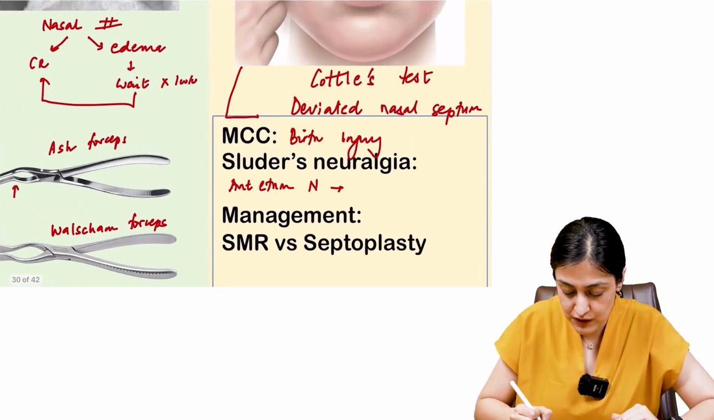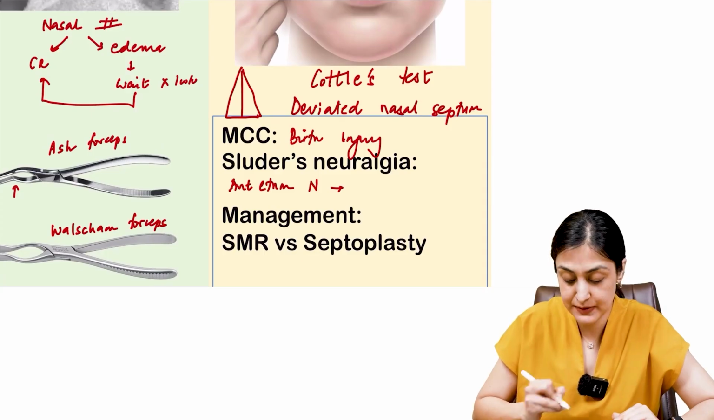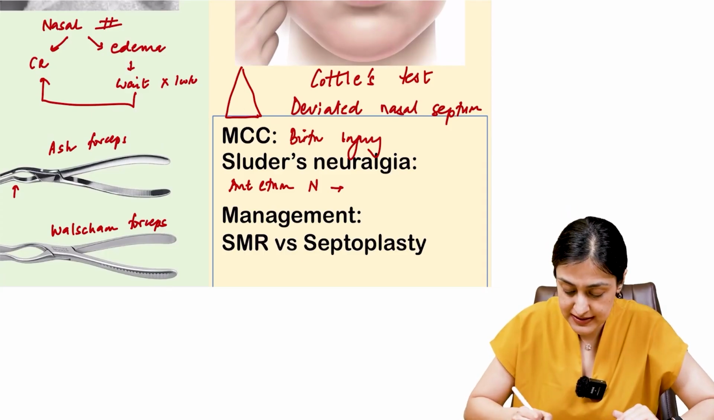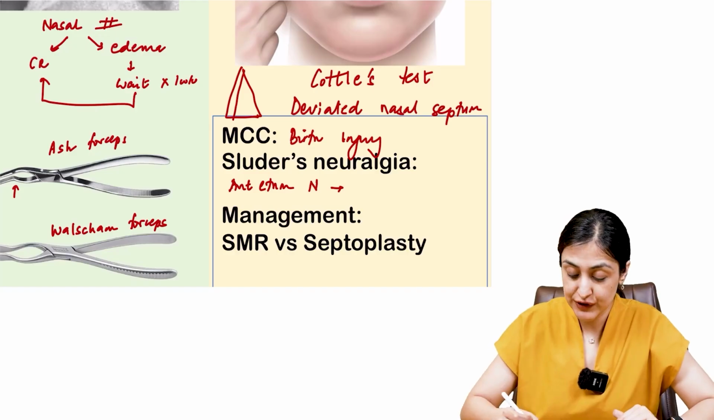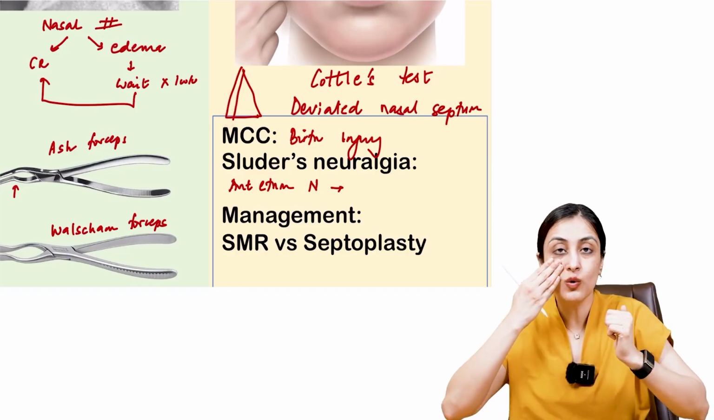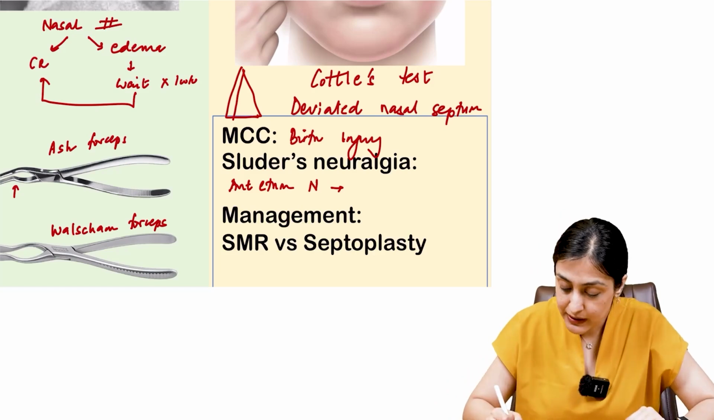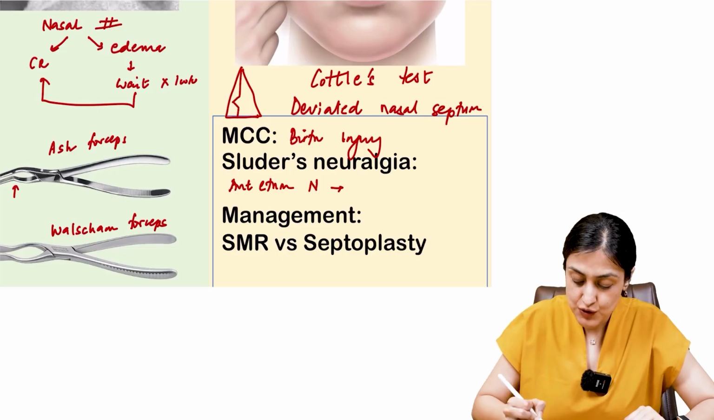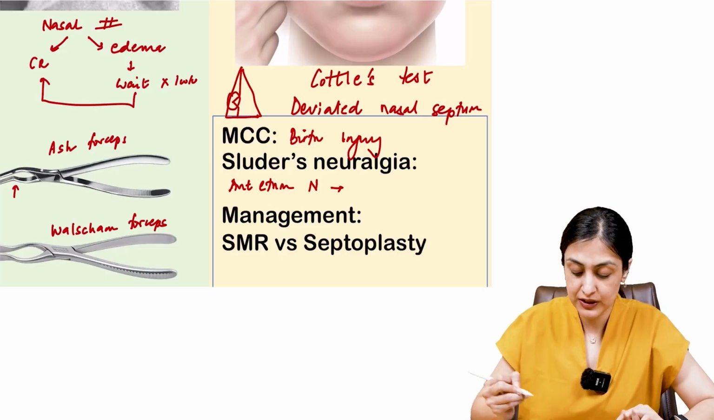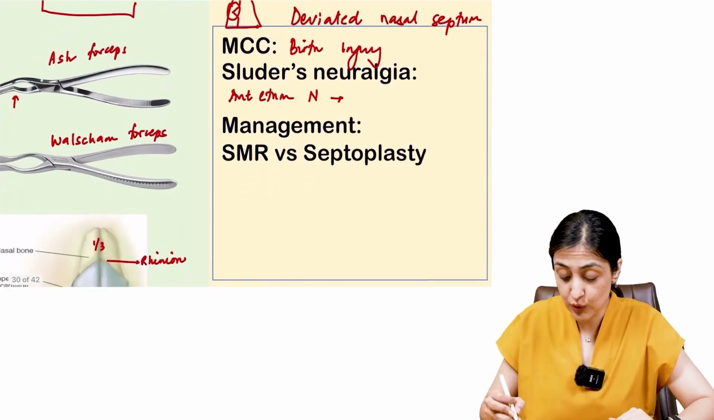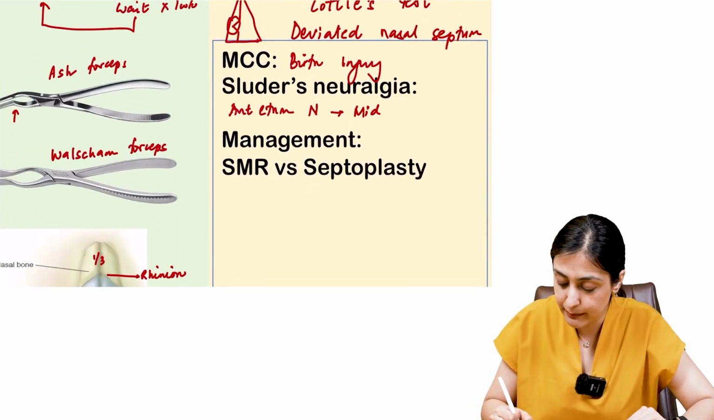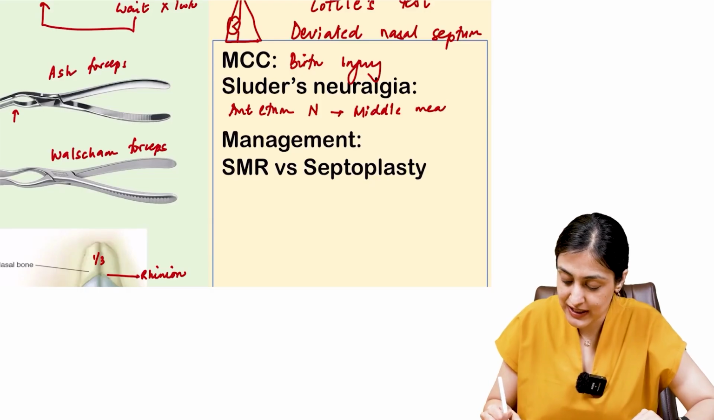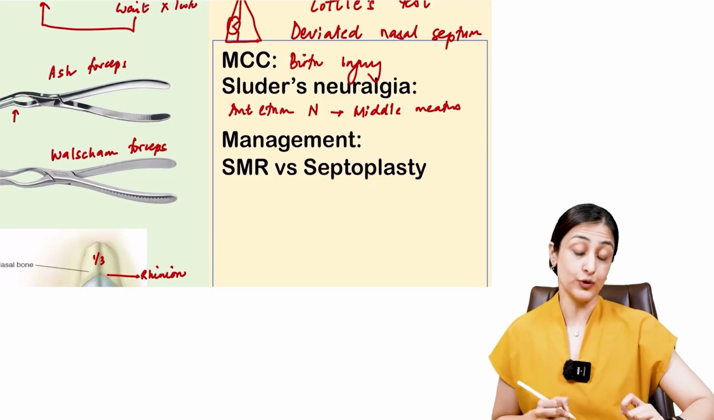So imagine this is the nose, right? Normally the nasal septum should be like this, but in this case the nasal septum is like this. So here I have narrowing. So that's where the Cottle's test was coming in. But now imagine it's not just a deviated septum, but there is a spur. So now this septal spur is what can impinge on the anterior ethmoidal nerve at the middle meatus, and this is what has been termed as Sluder's neuralgia.